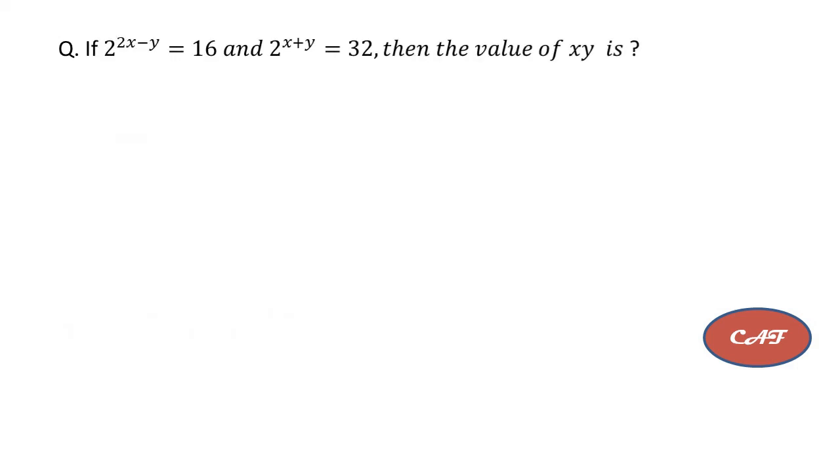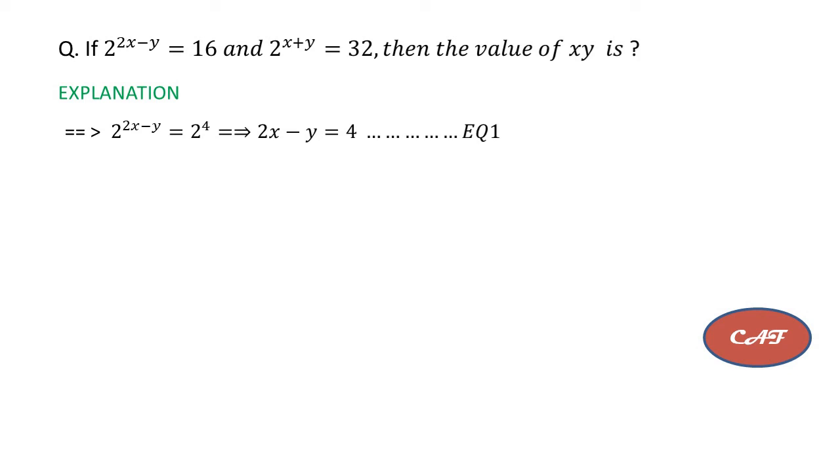Next question. If 2 power 2x minus y is equal to 16 and 2 power x plus y is equal to 32, then the value of xy is how much? Okay. Here if you see, we have two equations, we have two variables also. We can find out x and y. Okay. I am taking the first one. 2 power 2x minus y is equal to 2 power 4. Here bases are equal, then the powers also should be equal. So I am taking 2x minus y is equal to 4.